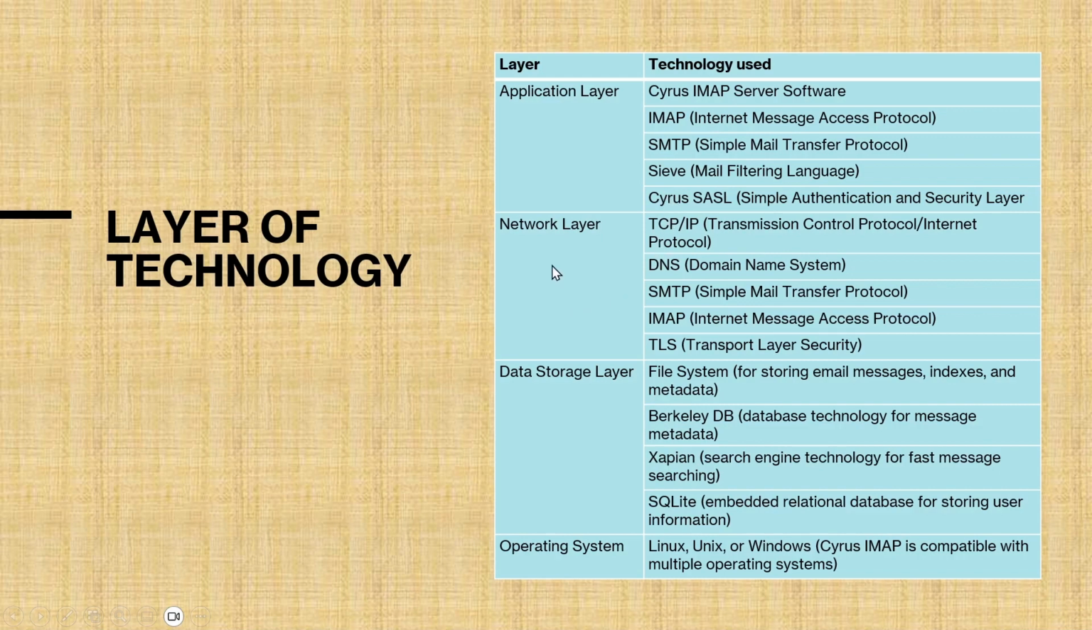And for the network layer, it uses TCP, DNS, SMTP, IMAP, or TLS. For the data storage layer, the most common is SQLite, and there are some other data storage technologies that can also be used. And for the operating system, it uses Linux, Unix, or Windows, depending on your needs.